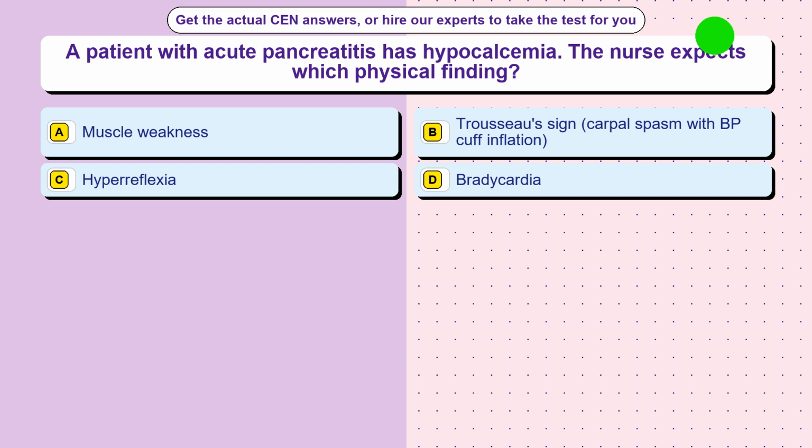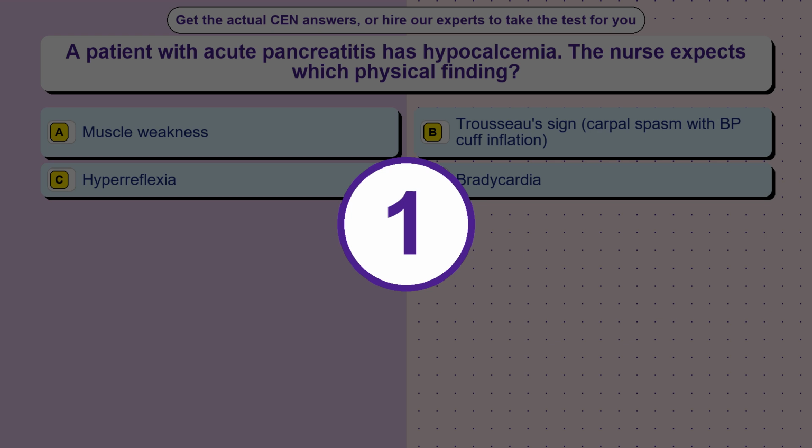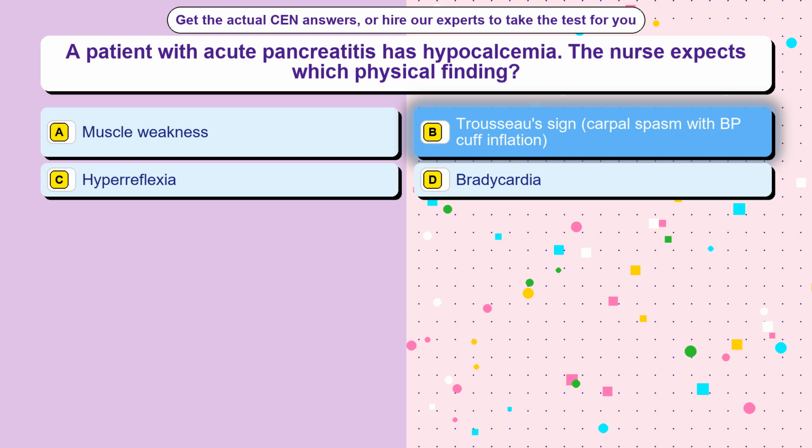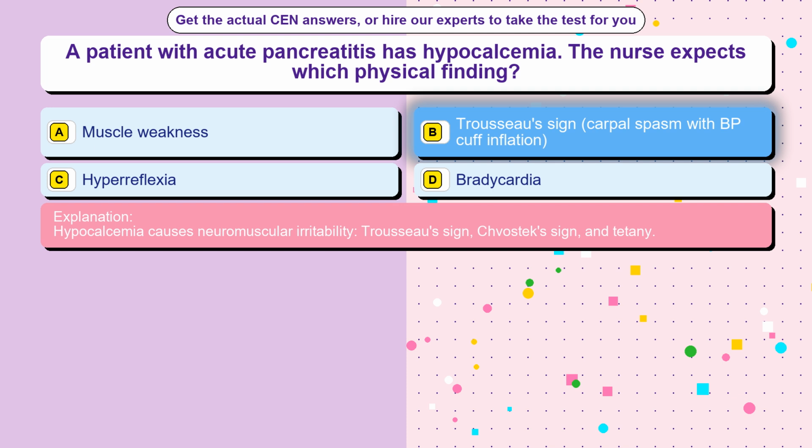Question 91. A patient with acute pancreatitis has hypocalcemia. The nurse expects which physical finding? Option A, muscle weakness, option B, Trousseau's sign, carpal spasm with BP cuff inflation, option C, hyperreflexia, option D, bradycardia. The correct answer is option B, Trousseau's sign, carpal spasm with BP cuff inflation. Hypocalcemia causes neuromuscular irritability, Trousseau's sign, Chvostek's sign, and tetany.